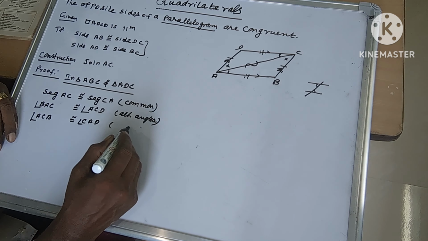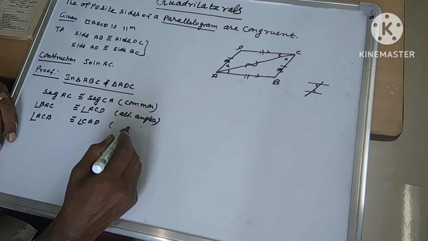Therefore, these two triangles are congruent: triangle ABC is congruent to triangle CDA by the ASA test, angle side angle. This is an angle, this is a side and this is an angle. By the angle side angle test, these two triangles are congruent.